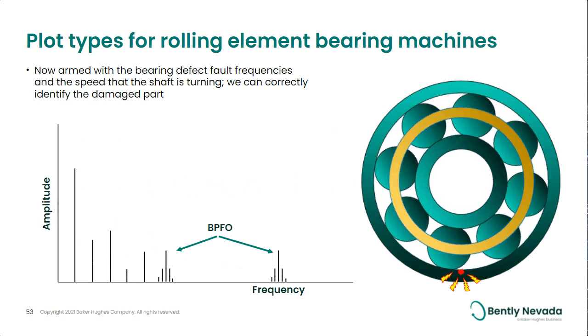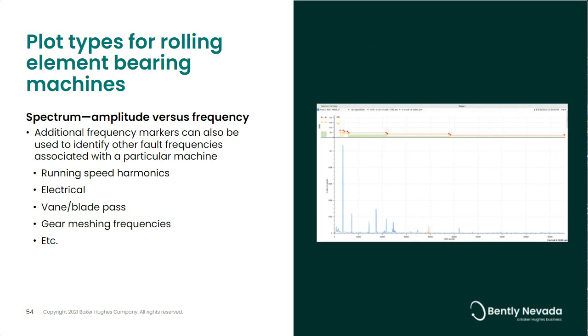Along with bearing defect fault frequency markers, we can also utilize other markers for running speed harmonics, electrical motor issues, vane or blade pass, and gear-related frequencies.